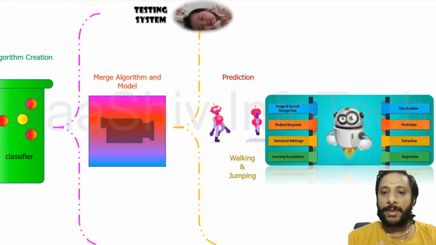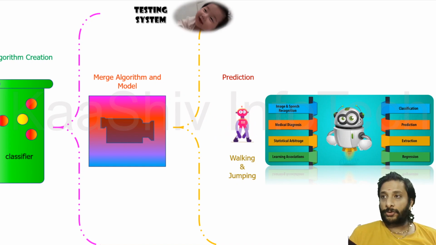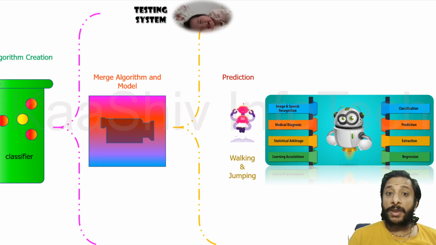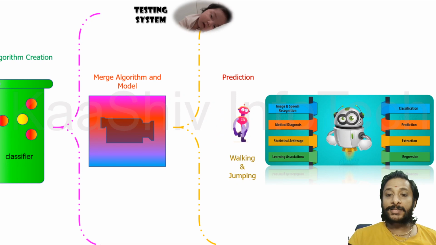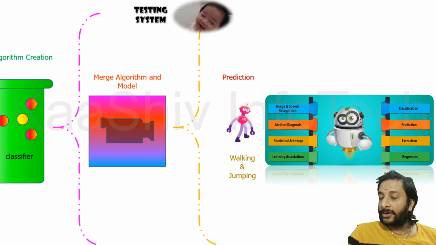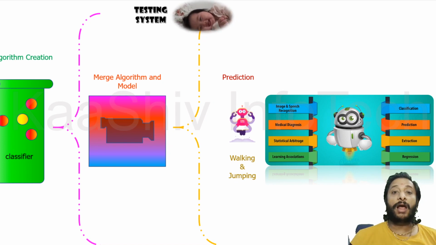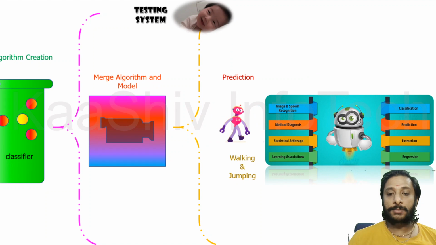In that case, you got image and speech recognition. Once I enter the room, on seeing the face, oh, face recognition, oh, this is that guy. So image and speech recognition, based on the voice, they will identify. The next one is medical diagnosis, a kidney related problem, a cancer related problem. I got the medical data, from there I will find whether the disease is there or not. Your medical diagnosis comes into the picture.